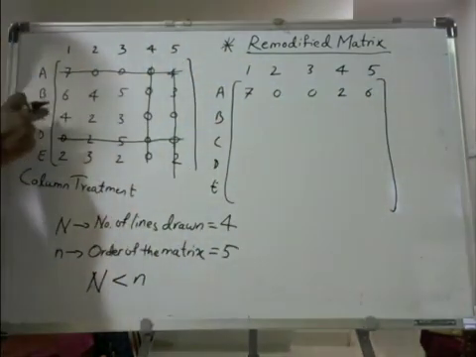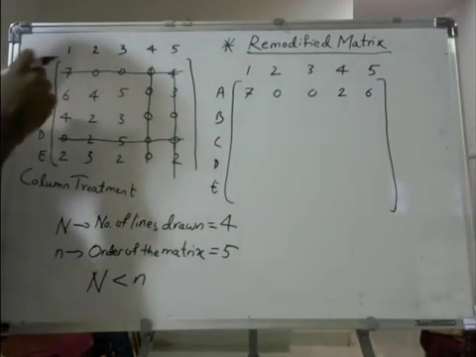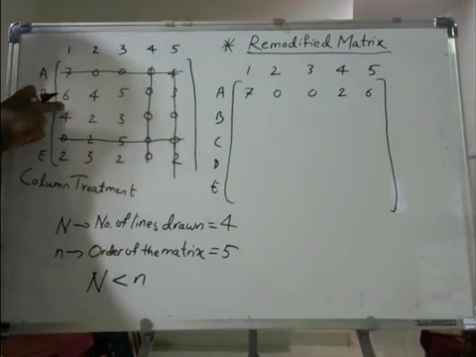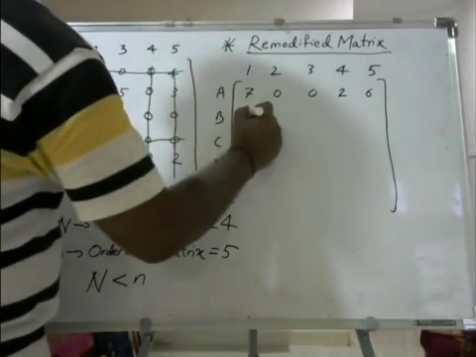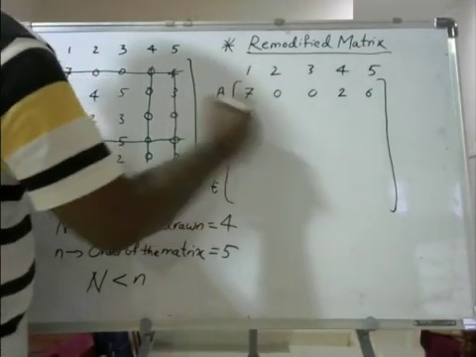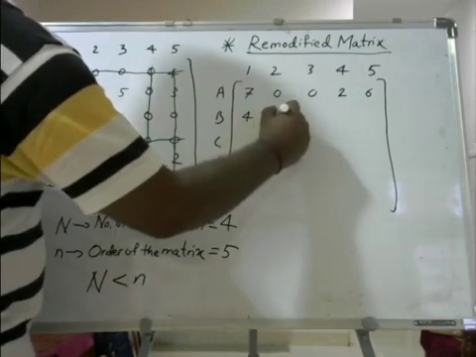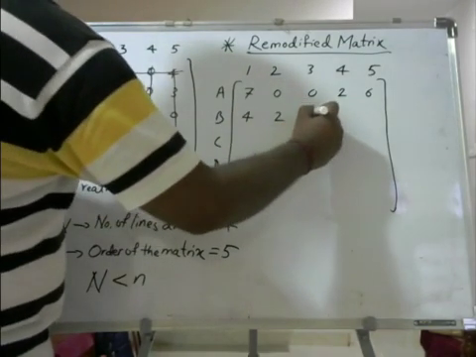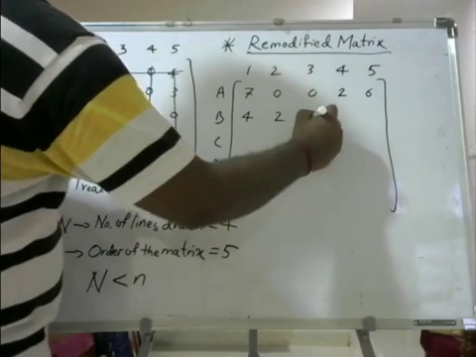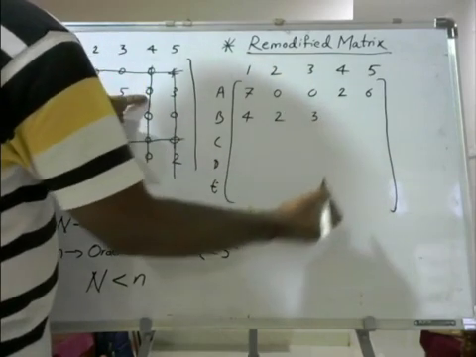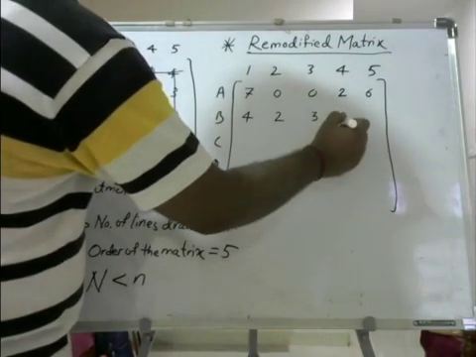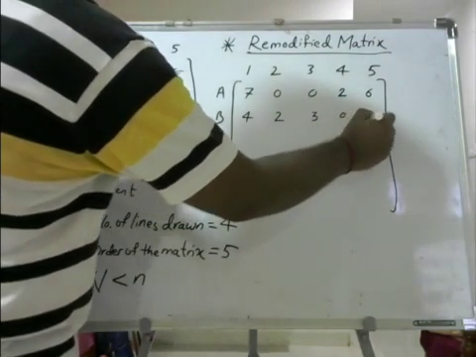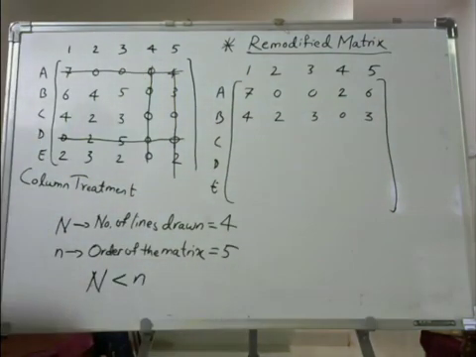Now similarly, here it is an uncovered element. What you have to do? 6 minus 2, which is 4. Now 4 minus 2, 2. 5 minus 2 is 3. Now this is a normal line element, so it is kept as it is. Now here also 3 is kept as it is.